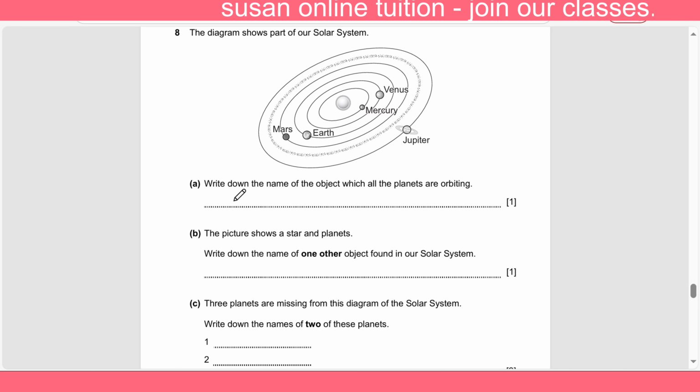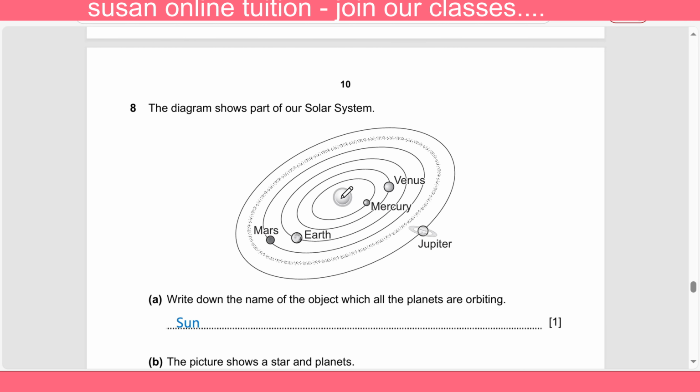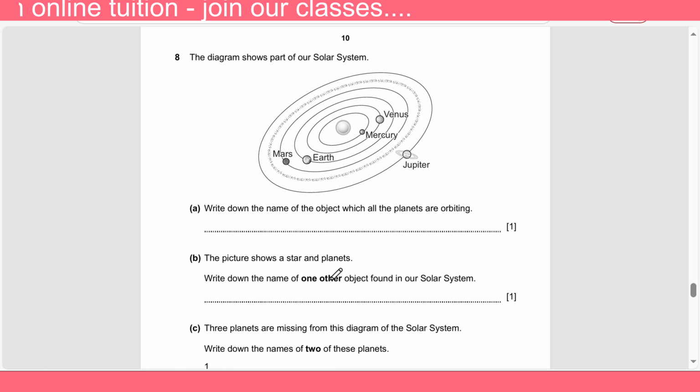Okay, I'm sure that this is pretty easy for you, right? Let's check it out. So guys, the answer is sun, of course. Let's move on to number 8b. Well, 8b says the picture shows stars and planets. Okay, write down the name of one other object found in our solar system.